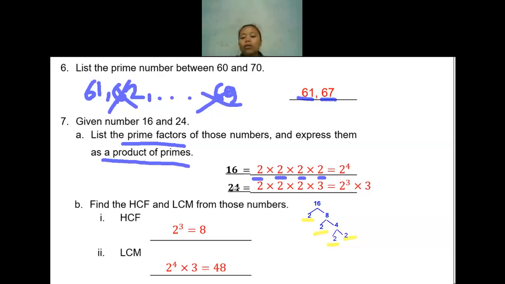For the 24, do the same thing. So we break down all of the numbers. This is 24, we break down into 3 times 8. And then the 8 we can break down into 2 times 4. And then the 4 we can break down into 2 times 2.